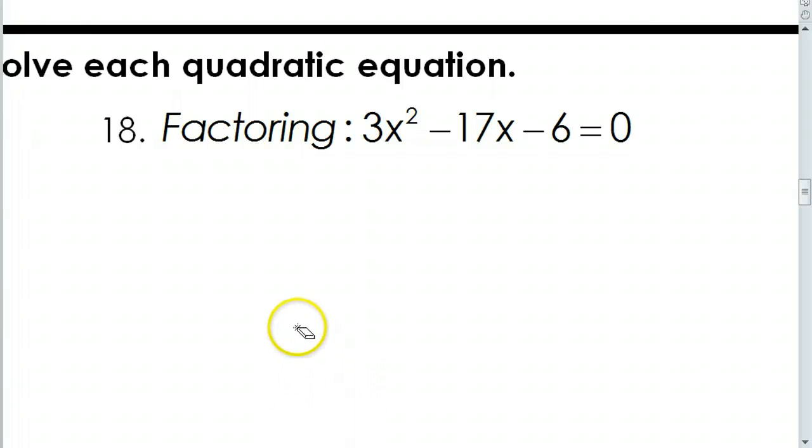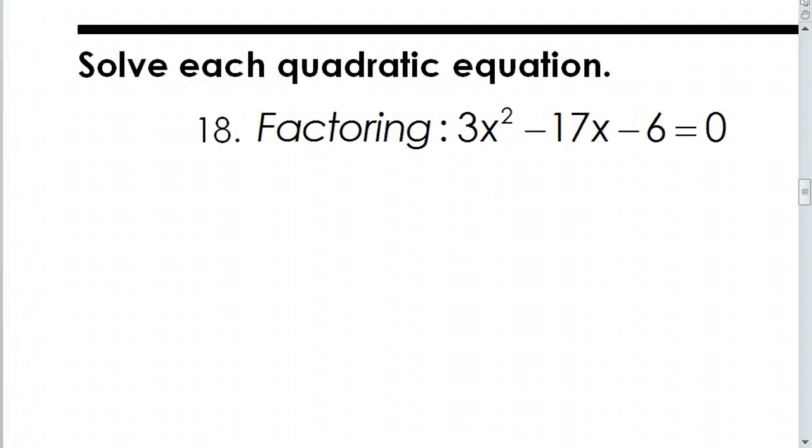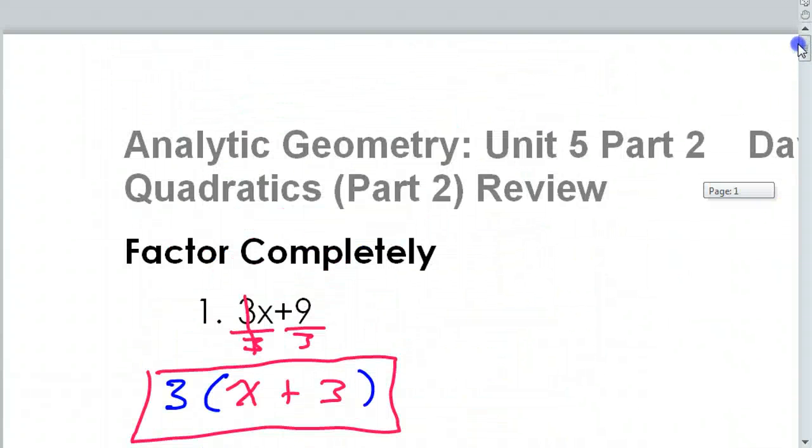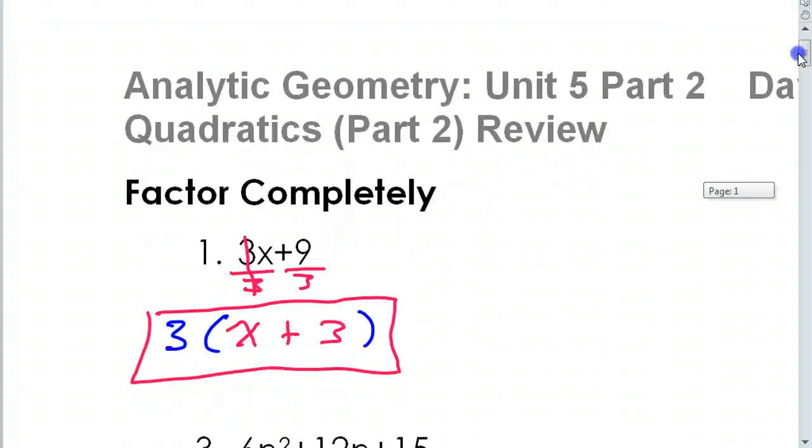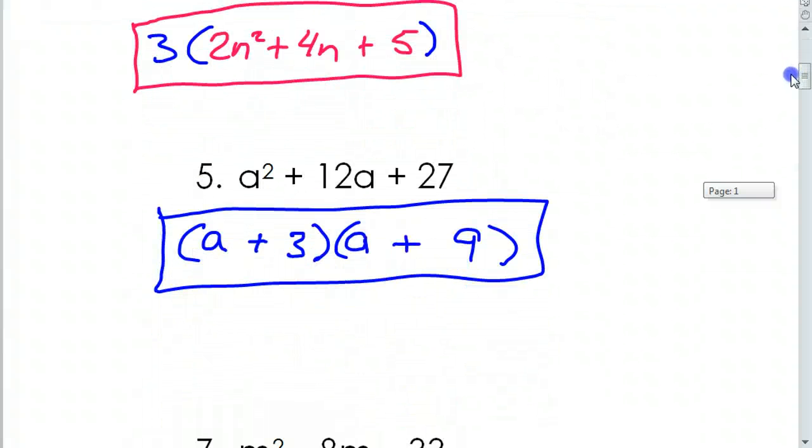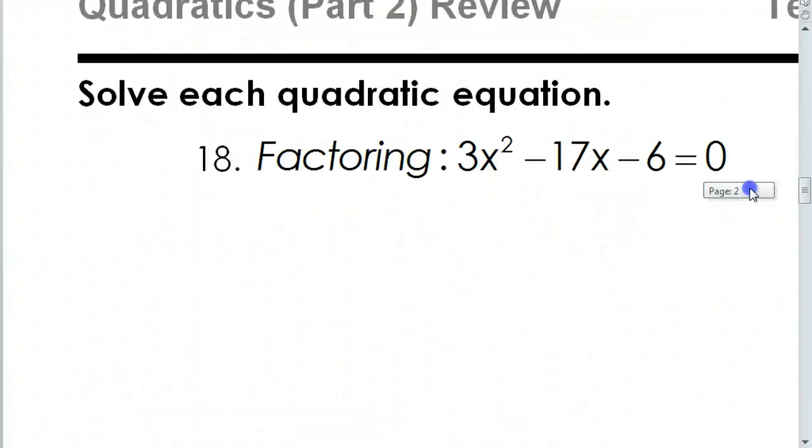Okay, looking at number 18. Let me emphasize this one last time. Every year, I have 5 kids in every class that make the same mistake. On this test, we have problems that say solve, and we have problems that say factor. Those are 2 different problems. They look a lot alike. They look very similar. Now, on number 18, do I factor and stop, or do I factor and set the pieces equal to 0? Set the pieces equal to 0.